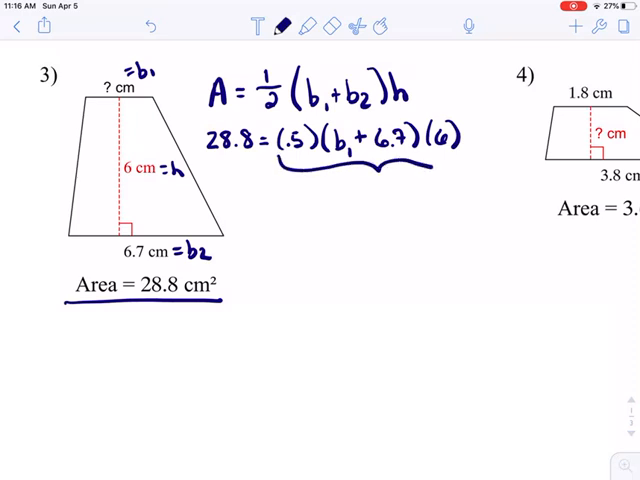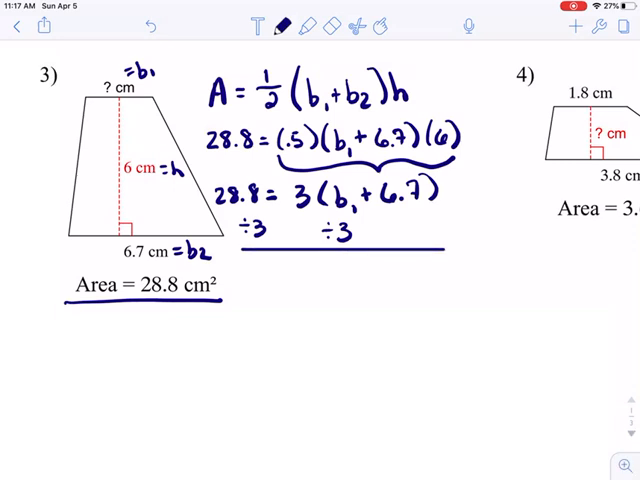To simplify this side, I want to make sure that I'm only using the values I can use together. I can combine, since this is multiplication, the 0.5 and the 6, and multiply those together using the commutative property and reordering that. So 3 times B1 plus 6.7. I would have to distribute in order to combine it with the 3. I'm not going to do that. Instead, I will divide both sides by 3 first because I want to get the B by itself.